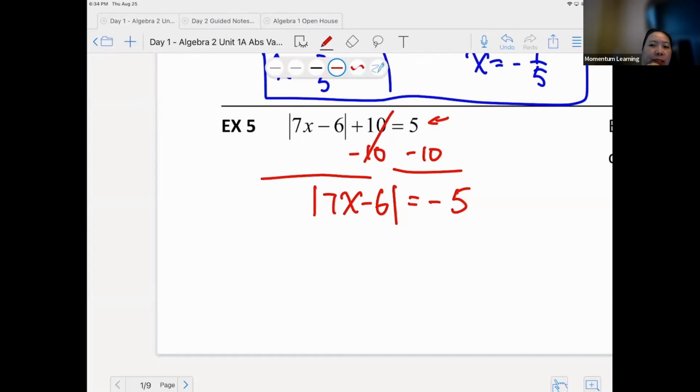Okay, I will wait a little bit longer because this is a very important example to work on. Thinking about the definition, thinking about the steps to solve an absolute value equation.